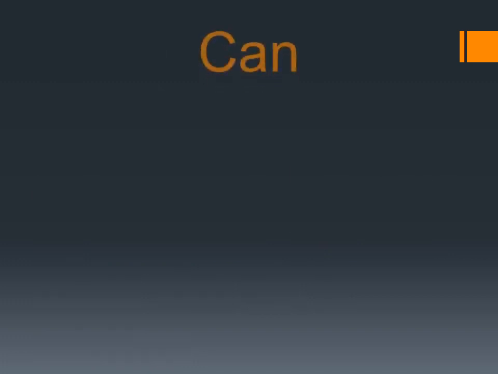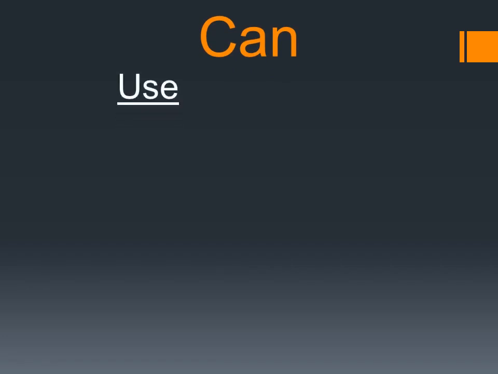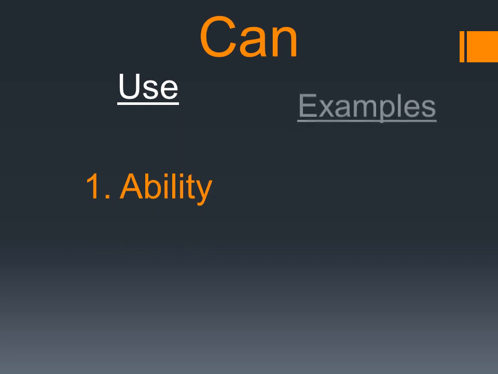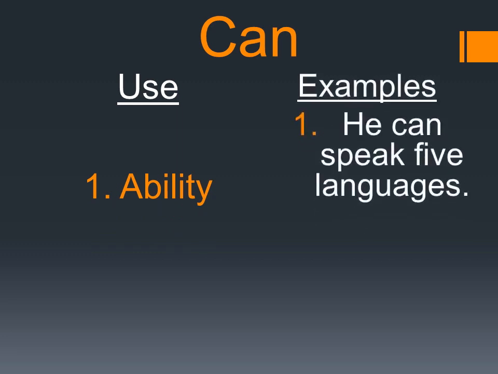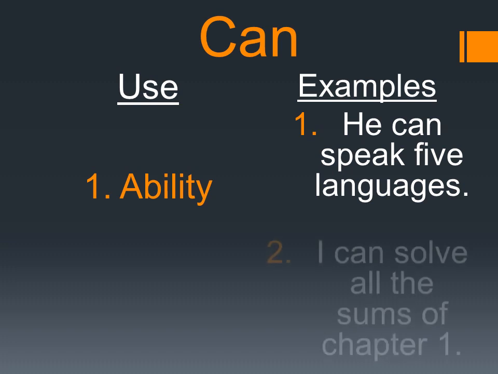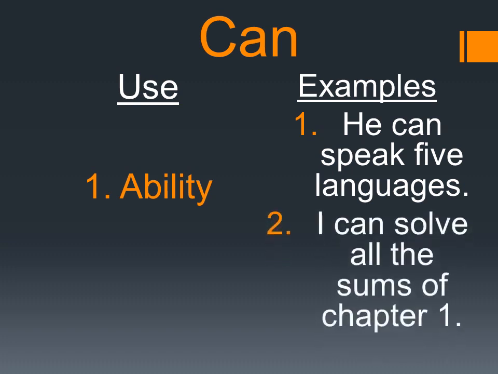Now, first of all is can. We use can for ability. For example, he can speak 5 languages. So this is his ability, that he can speak 5 languages. For that we have used can. I can solve all the sums of chapter 1. This is my ability, that I can solve all the sums of chapter 1. Therefore I have used can over here.